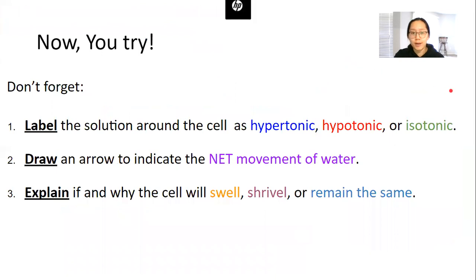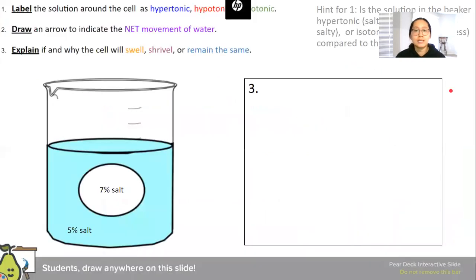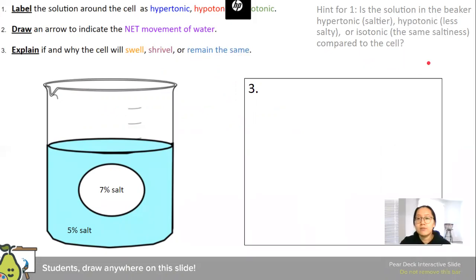Now you are going to try. You're going to take this example. You're going to label the solution again as hypertonic, hypotonic, or isotonic. You're going to draw an arrow to indicate the net movement of water. And you're going to explain if and why the cell will shrivel or swell or remain the same. Now, again, as a hint, you're going to think of, is the solution in the beaker hypertonic, saltier, hypotonic, less salty, or isotonic, the same saltiness compared to the cell?